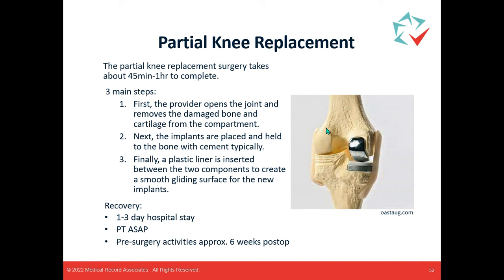Typically, the patient is in the hospital for 1 to 3 days, and just like in hip arthroplasties, physical therapy is started as soon as possible, sometimes even on the day of surgery. Most people are back to their pre-surgery activities within 6 weeks. That is a fast recovery.